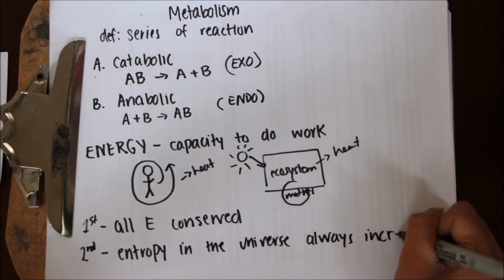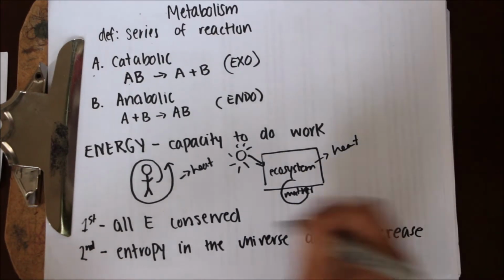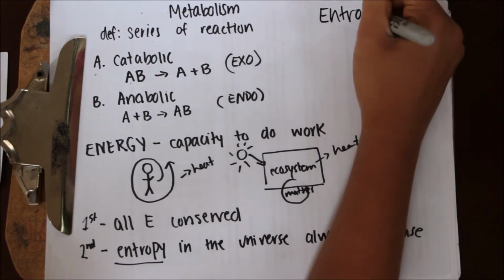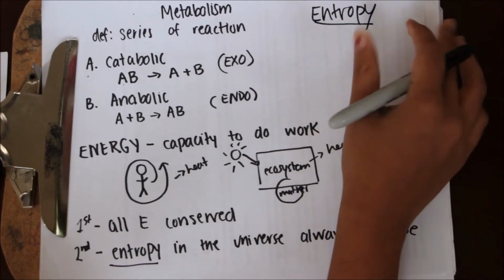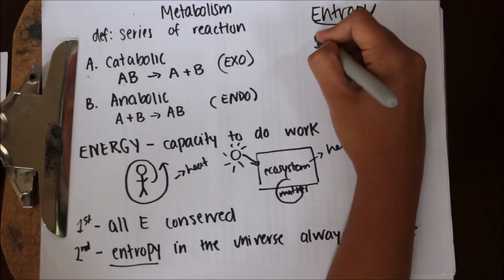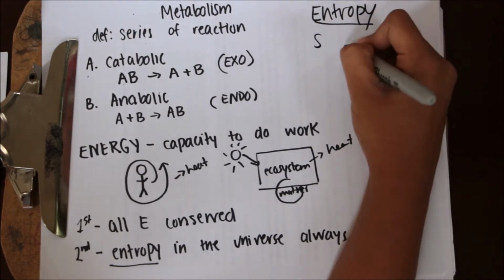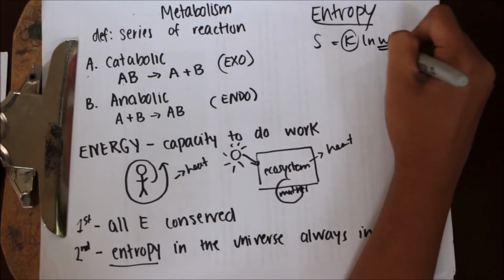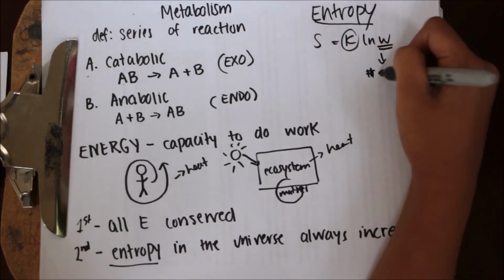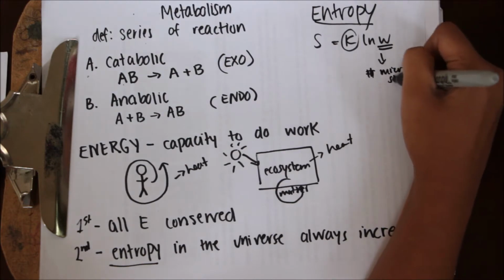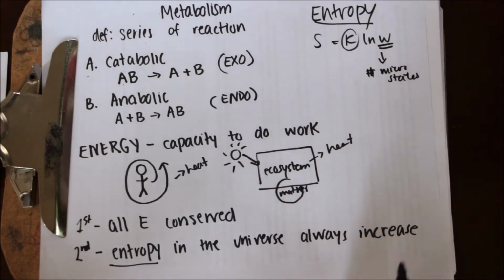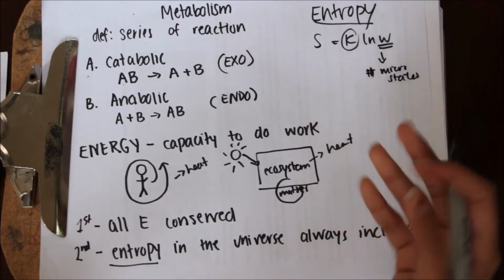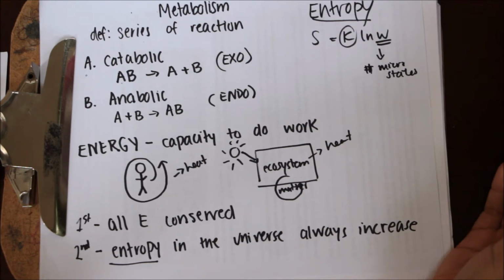So the concept of entropy can sometimes be hard to understand. If you took AP Chem, you know entropy is defined as S equals k ln W, where S stands for entropy. And k is just a constant, and W is the number of microstates. Basically what this is saying is if you have a molecule, the entropy is just how many different locations or how many different ways it can be arranged.